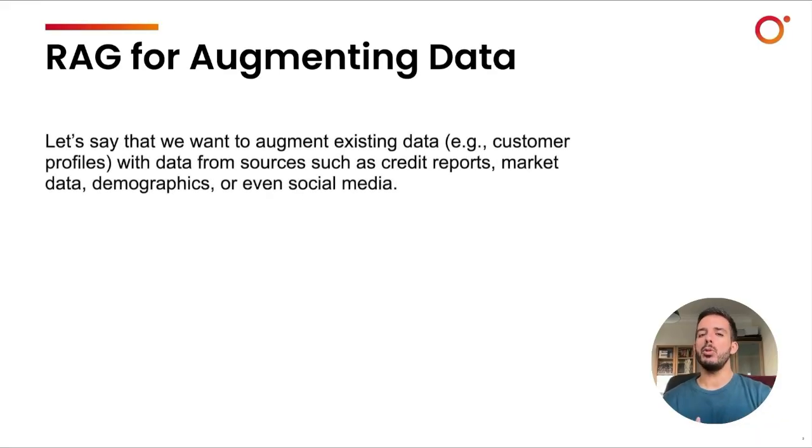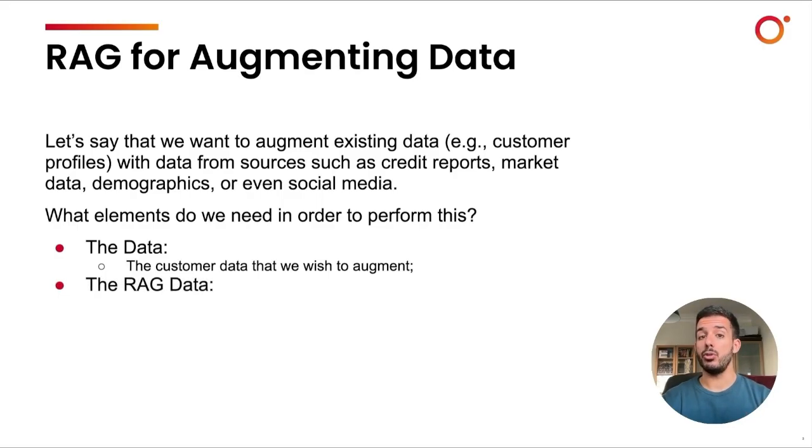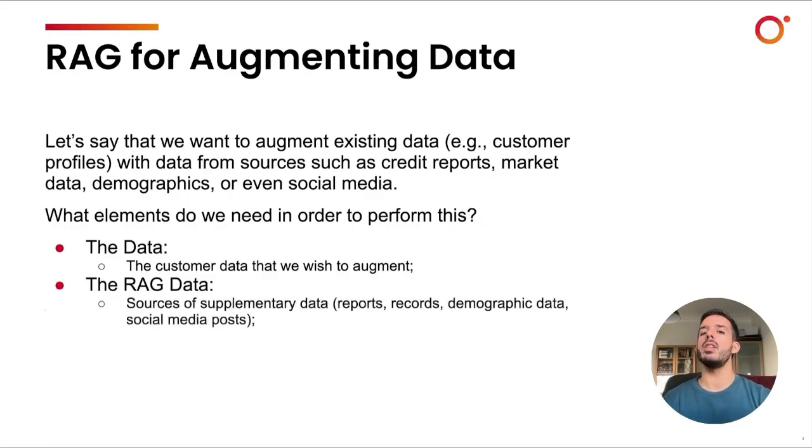So let's say that we want to augment an existing dataset, for example, a set of customer profiles with additional information from sources such as credit reports on those people, market data in general, demographic information, or even activity from social media. So what elements do we need in order to perform this task with RAG? Well, the data is going to be the usual data set, right? The customer data that we wish to augment. Then the data to use in RAG are going to be those additional sources of supplementary information, the reports, the records, the demographic data, the social media posts, whatever it is.